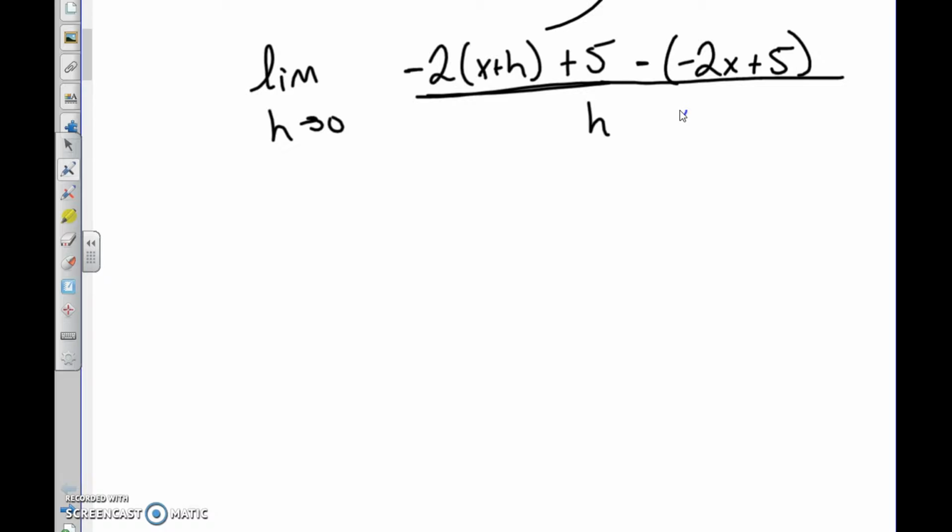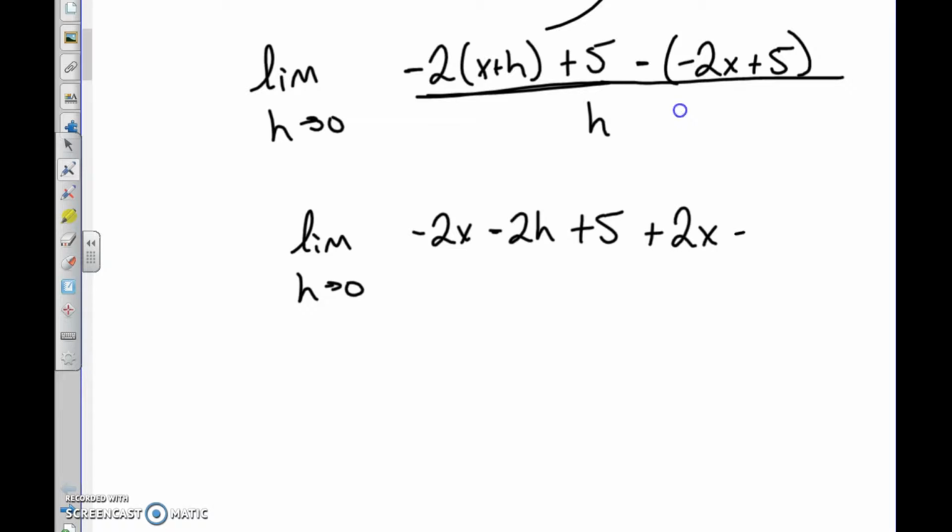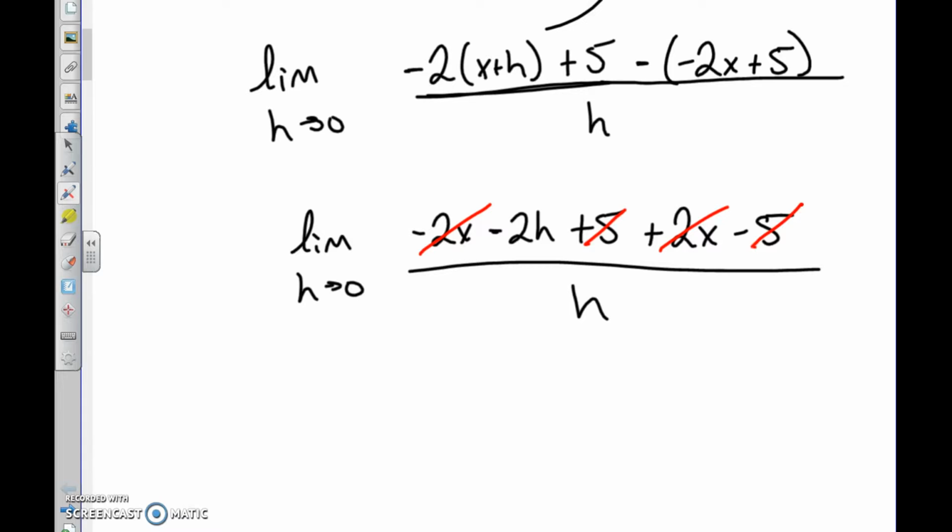So I distribute the top. That would be the limit as h approaches 0, and we need to keep writing that until we actually evaluate the limit. So it would be negative 2x minus 2h plus 5, and now we can distribute that negative to everything. Negative times negative gives me a positive, so it would be plus 2x and then minus 5, all over h. Now let's combine like terms, and remember that everything should cancel that does not have an h in it. So the negative 2x and the positive 2x cancel each other out, and the positive 5 and negative 5 cancel each other out as well.